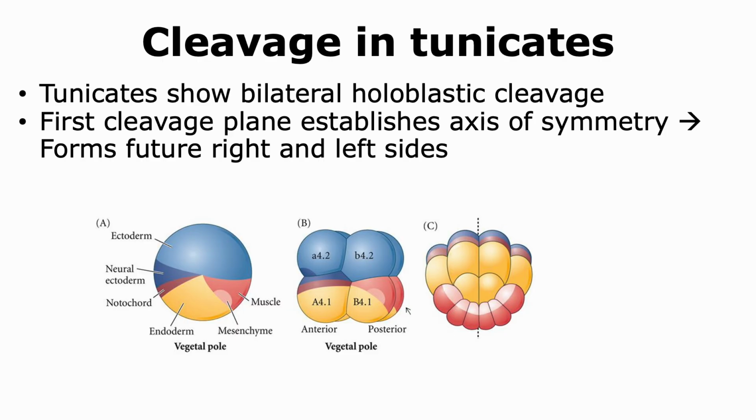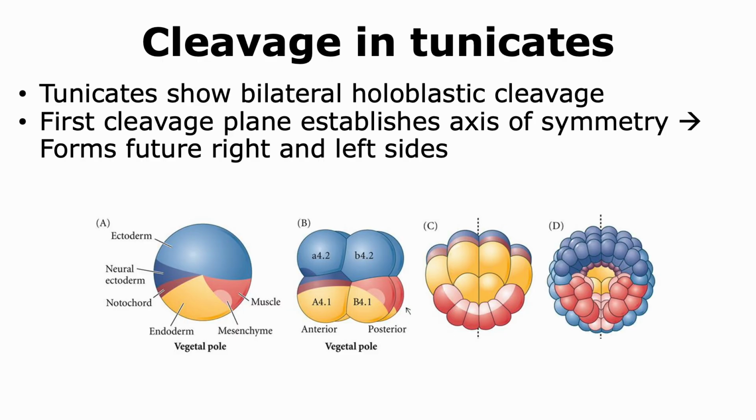As the organism further undergoes the process of cleavage, it's very clear that the right and the left sides have been established during the process of cleavage. Thus, tunicates are able to show bilateral holoblastic cleavage.